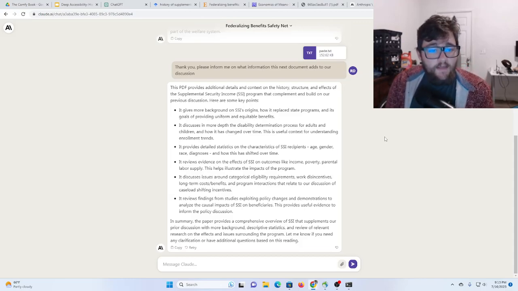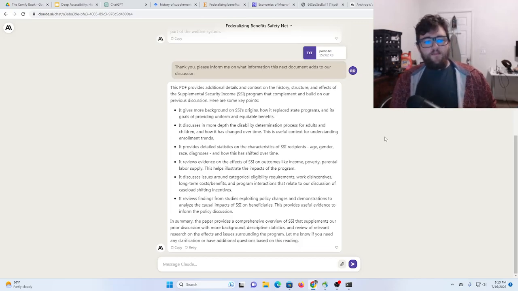All right, so I asked Claude to go through this article as well and explain to me the differences between the two. It says this PDF provides additional details and context on the history, structure, and effects of supplemental security income. It says it gives more background on the origins, how it replaced state programs, and its goals of providing uniform and equitable benefits.